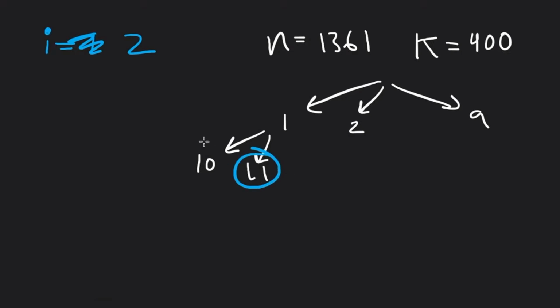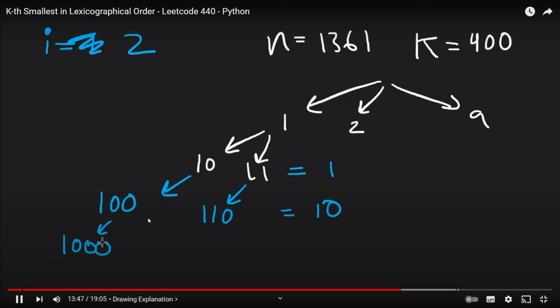Well, we'll take 11 minus 10. That's going to give us 1. We'll multiply this by 10, we'll get 100, and then we'll get 110. Take the difference of these two, and we will get 10. Same thing, 1,000, and this, which is that.